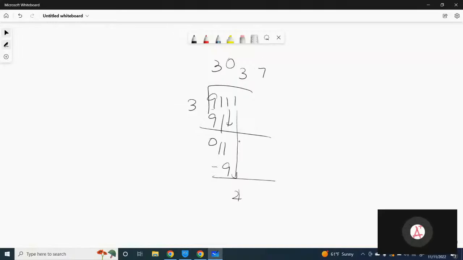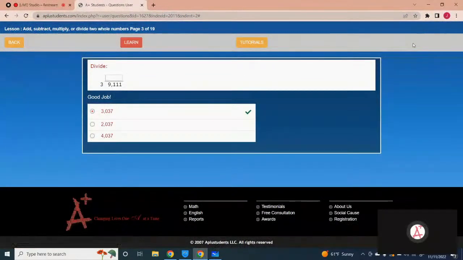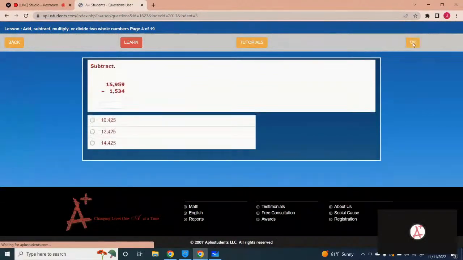3 times 7 is 21. So it would be 3037. The first option is the correct one. Just select the correct option and click on the OK button.